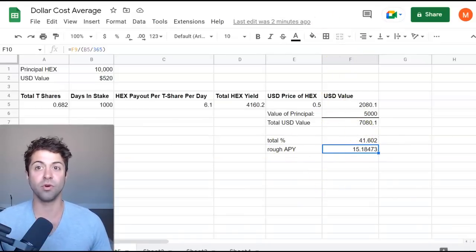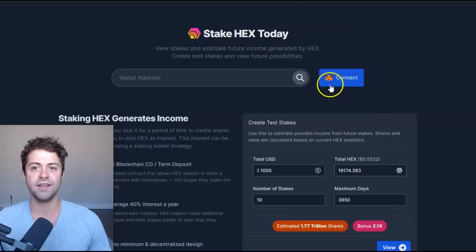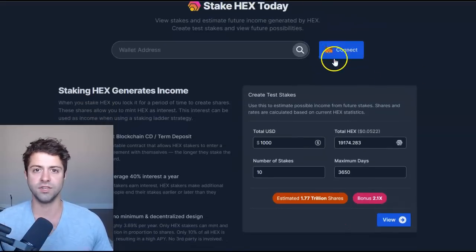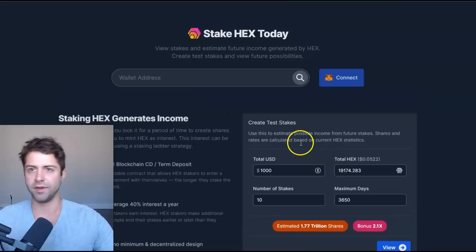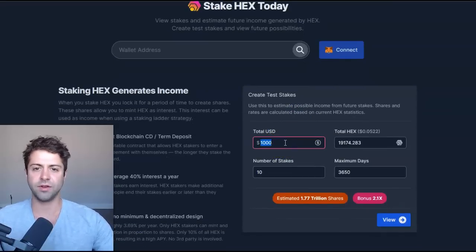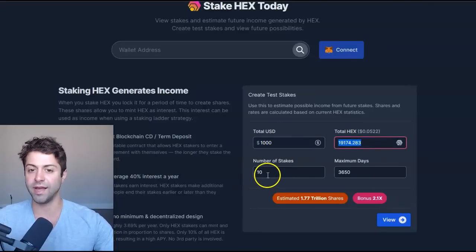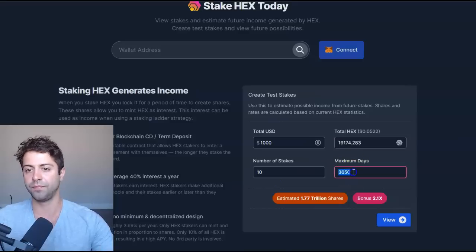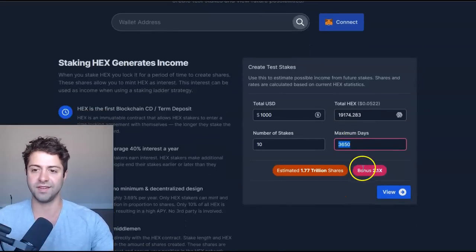And if you want to go even more in depth, you can go to stakehex.today. You can connect your wallet to this site if you want to. It just reads. It's totally optional. But you don't even need to connect. You can just create some test stakes if you want to and say, okay, look, let's say I put in $1,000 at today's prices. I'm going to get this much HEX. And let's say I want to do a staking ladder for 10 stakes over 10 years, 3,650 days.